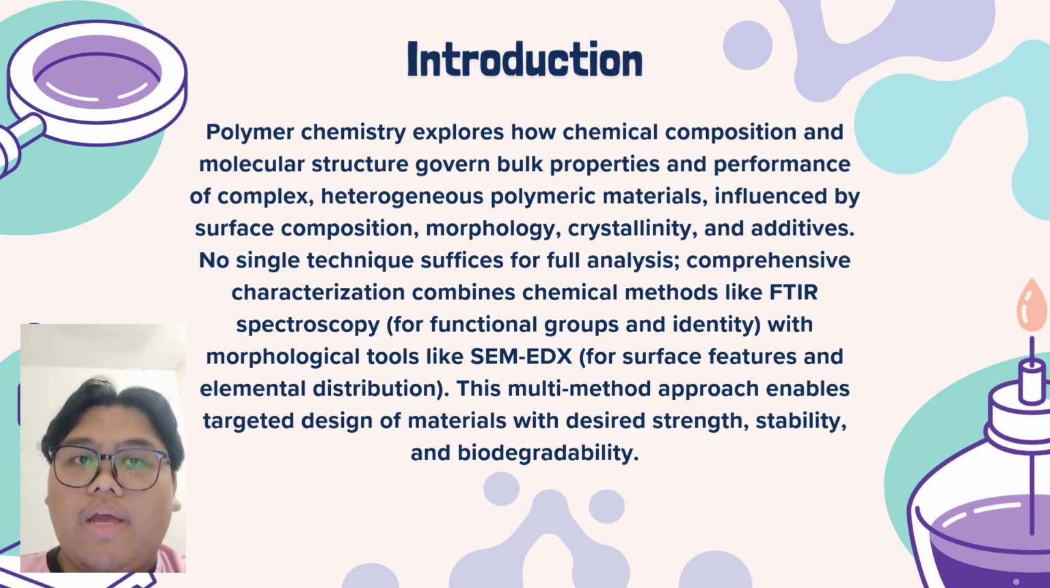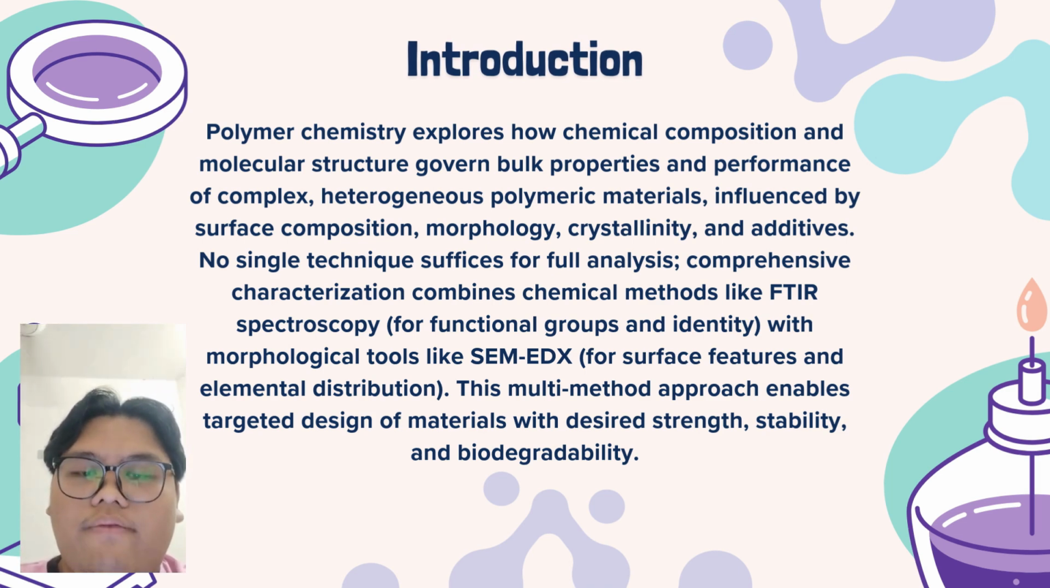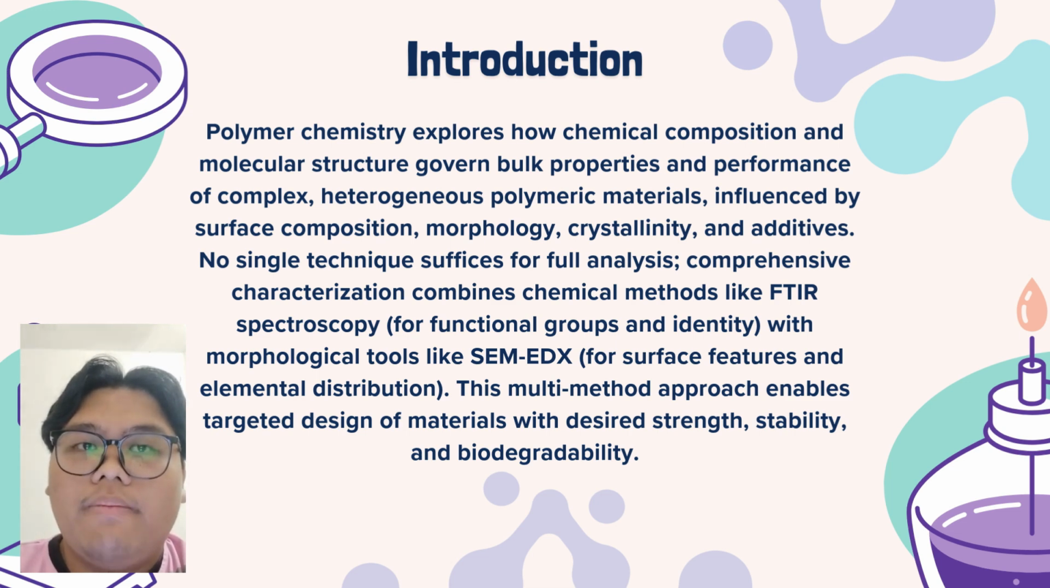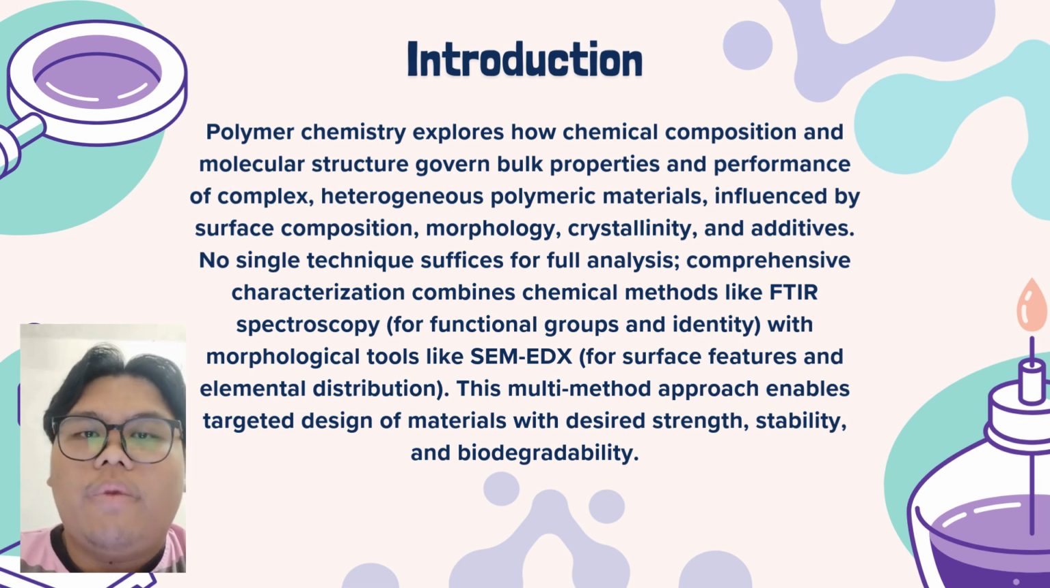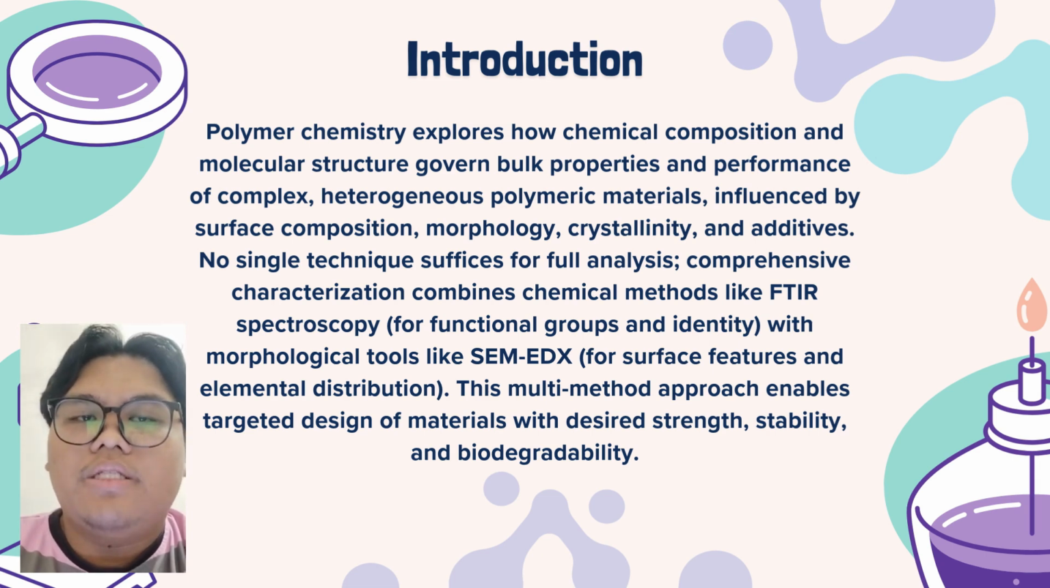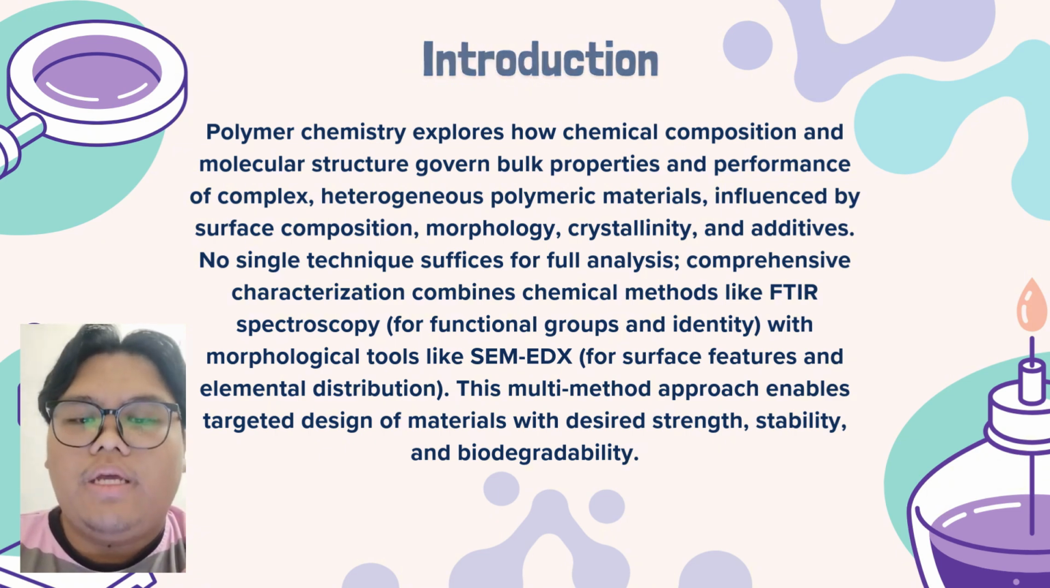Polymer chemistry explores how chemical composition and molecular structure govern the properties and performance of complex, heterogeneous polymeric materials, influenced by surface composition, morphology, crystallinity, and additives. No single technique suffices for full analysis. Comprehensive characterization combines chemical methods like FTIR spectroscopy for functional groups and identity, with morphological tools like SEM-EDX for surface features and elemental distribution. This multi-method approach enables targeted design of materials with desired strength, stability, and biodegradability.